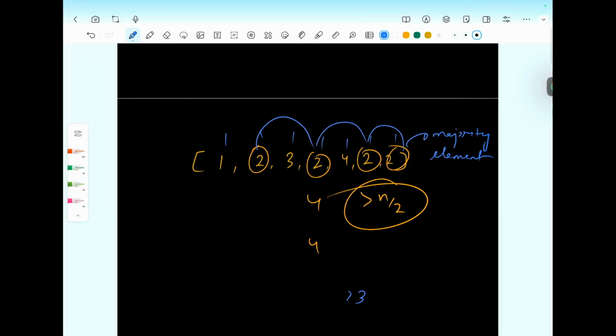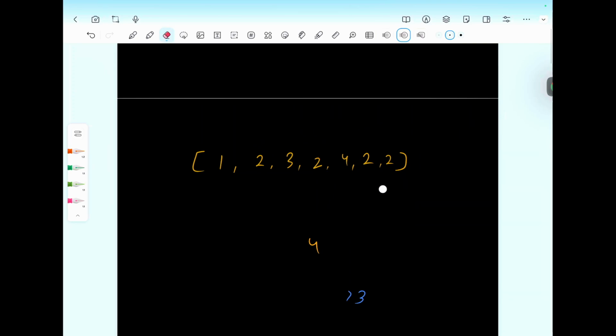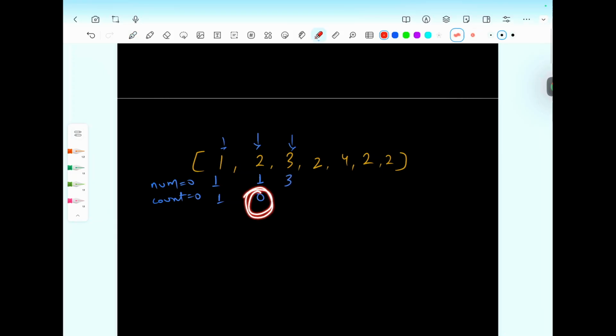In that problem we were using the concept of the Boyer-Moore voting algorithm. In that we were taking num 0, count 0. As we move forward, we vote for the element and update our num. Initially num is 1 and count is 1. Then we move to the next element. This time num is still 1 and count becomes 0. At the next element our num will update because our count has already become 0. We cannot go into the negative. So now our count will become 1 again because it is associated with the new number.